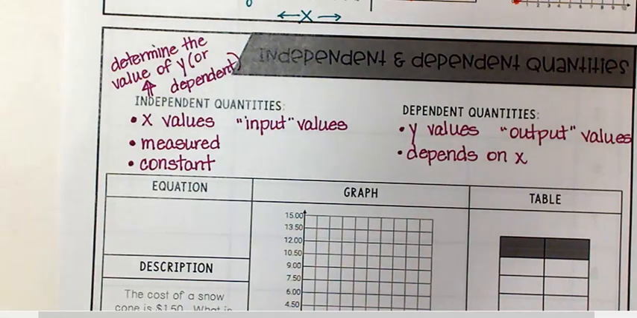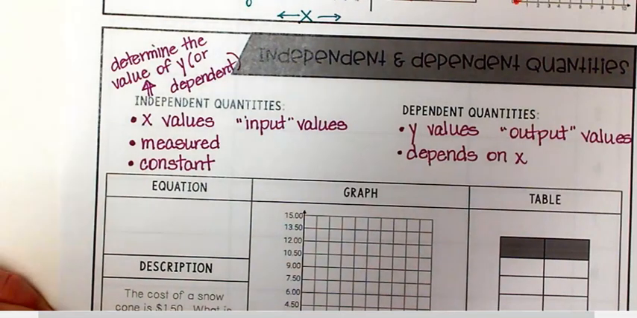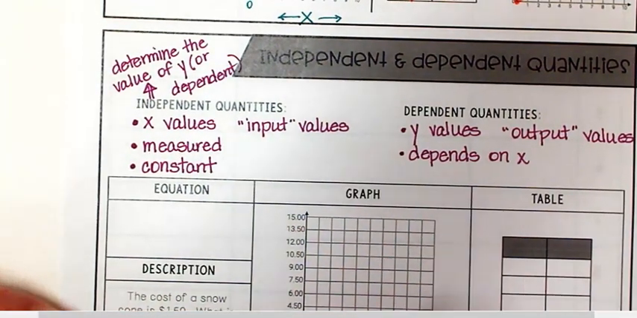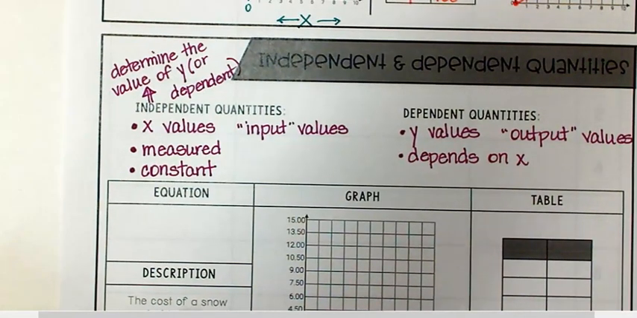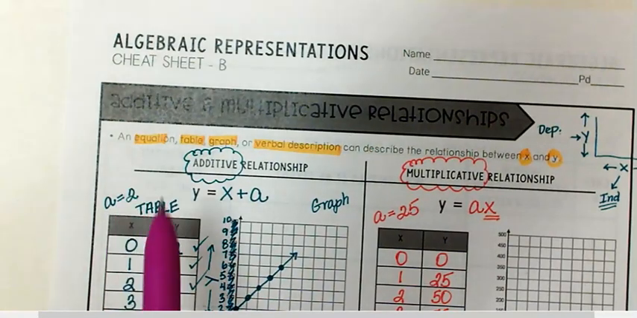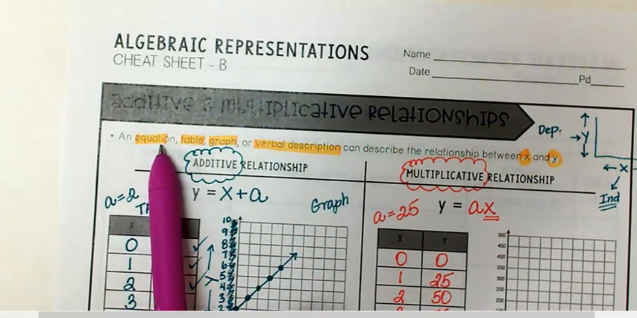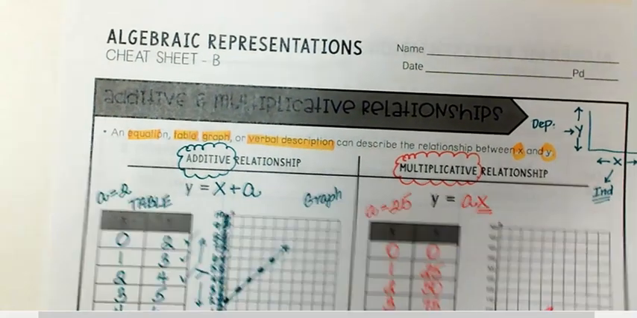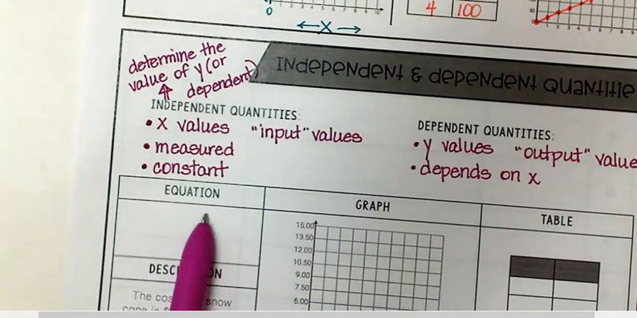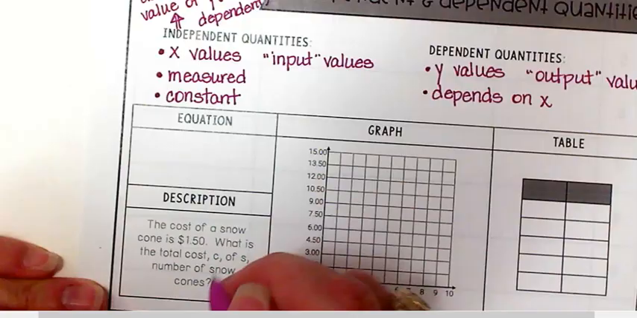Okay. All right, so the only thing that we're given down here is a verbal description. The cost of a snow cone is $1.50. What is the total cost, C, of S number of snow cones? Okay, so remember, way up here, we said that we can represent a situation with an equation, with a table, with a graph, or with a verbal description. Those 4 items. And the only thing that they gave us was the verbal description.